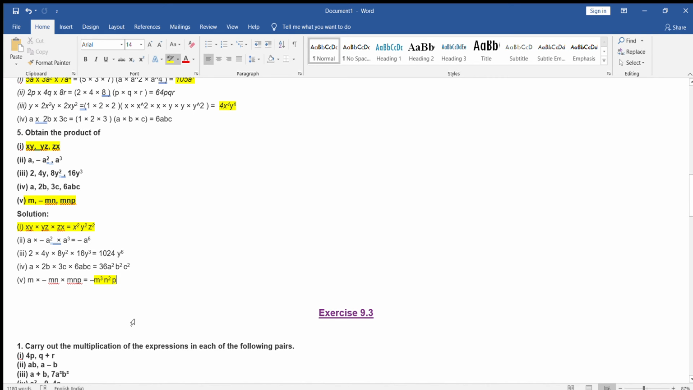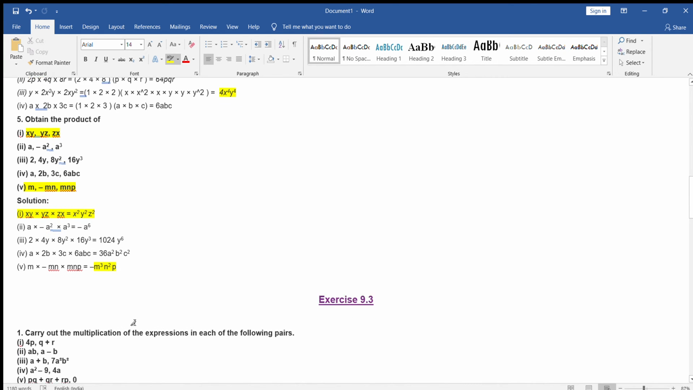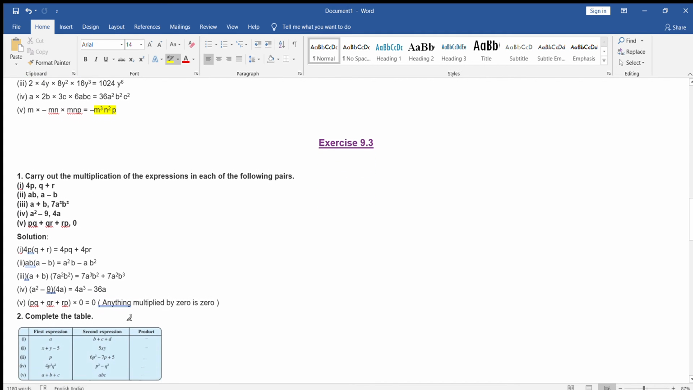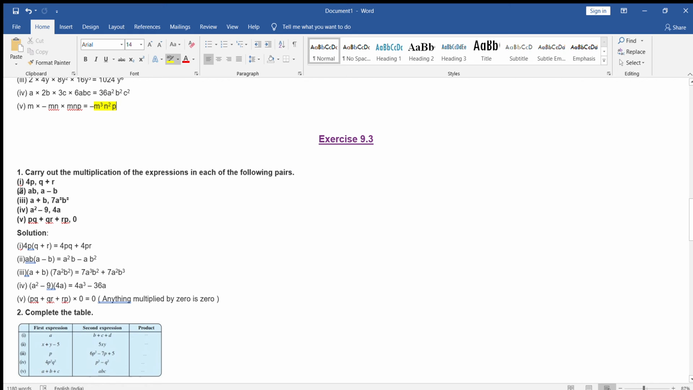Okay, now our next exercise, it is exercise 9.3. Here we are having pairs, monomials as well as binomials. The term is clear to you all now: monomial is with one term, binomial with two terms. Okay, so just see here. We are having 4p and q plus r. So we have to multiply 4p with q plus r. So first of all we multiply 4p with q, then sign as it is, then 4p with r. Okay, just see how 4p multiplied by q, it is 4pq, and 4p multiplied by r, it is 4pr. So this is our answer.